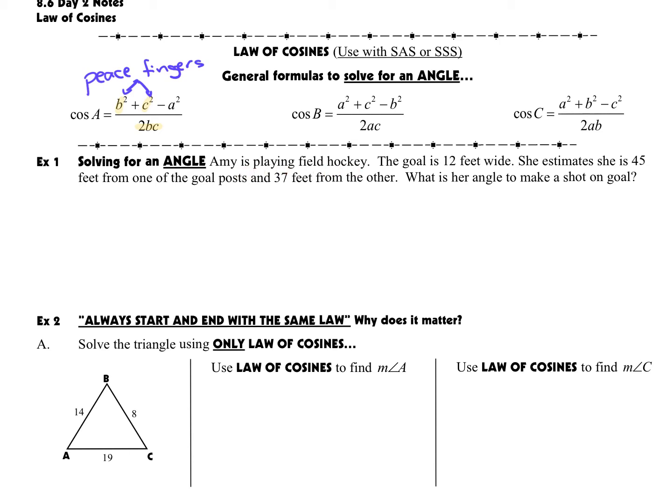We have Amy is playing field hockey. We're going to assume Amy is phenomenal with math. She's super quick thinking, and she sees that the field hockey goal is 12 feet wide. Okay, so Amy's going to be somewhere out here, and she's going to make a shot on goal, and she's going to very quickly estimate that her distance to one of the goalposts is going to be 45 feet. And then she's going to estimate, again, she's super quick with math in her head, that her distance to the other one is 37 feet. Okay, now what Amy wants to know, because again, she's amazing with math, is she wants to figure out what is her angle for her shot on goal.